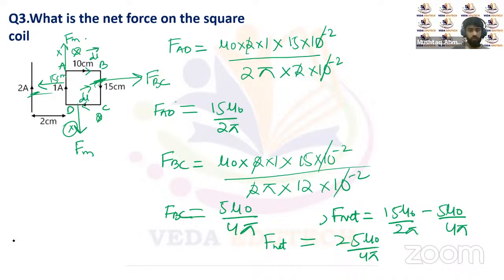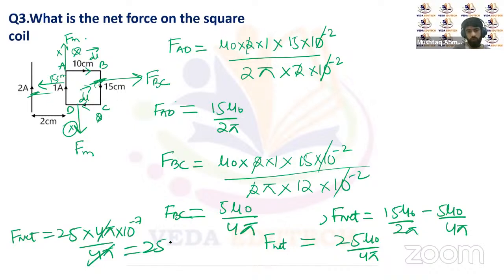We can substitute the value of mu naught in this equation. That will be 25 multiplied by 4 pi into 10 to the power minus 7 upon 4 pi, right? So this and this will get cancelled. So 25 into 10 to the power minus 7 newtons will be the net force acting on this rectangular coil, right?